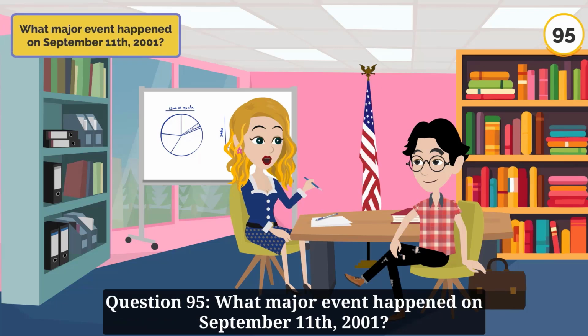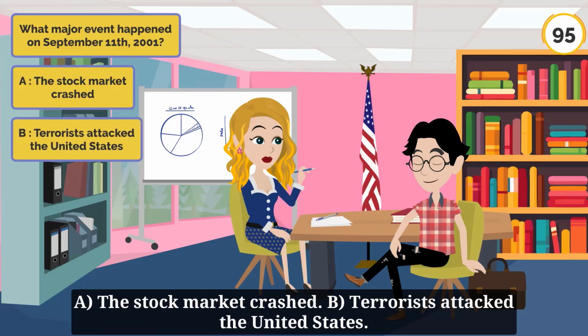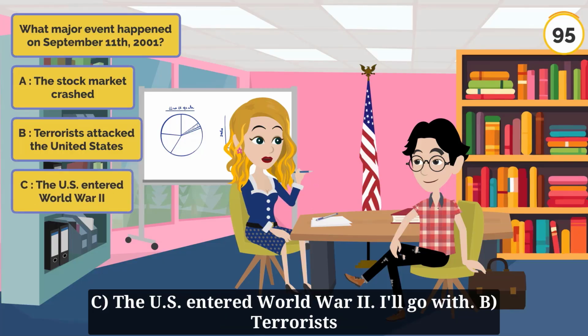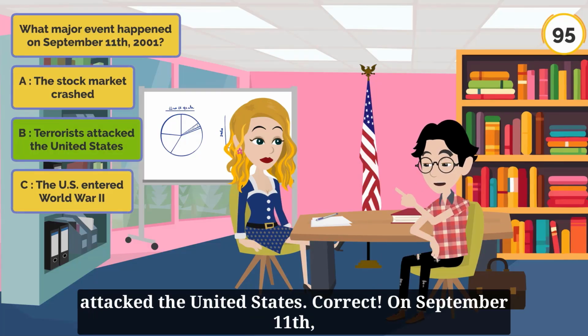Question 95. What major event happened on September 11, 2001? A. The stock market crashed. B. Terrorists attacked the United States. C. The U.S. entered World War II. I'll go with B. Terrorists attacked the United States.